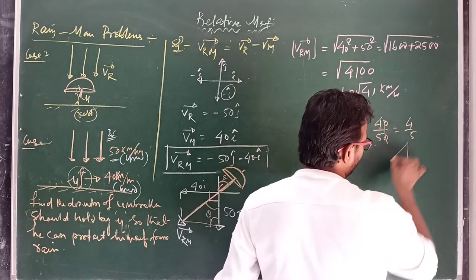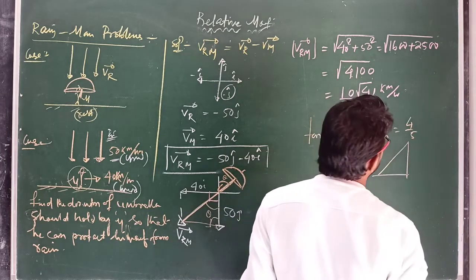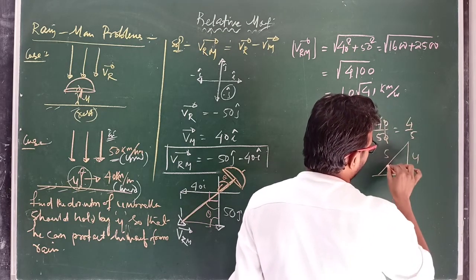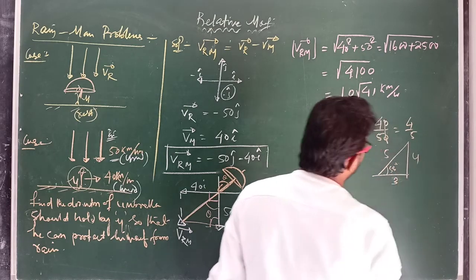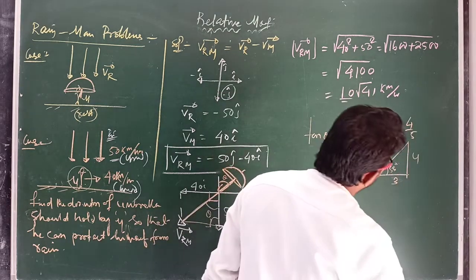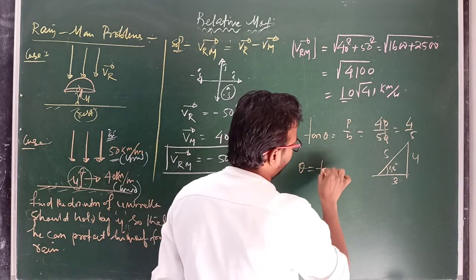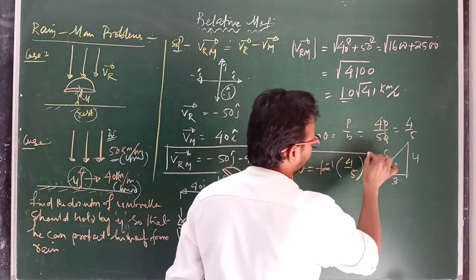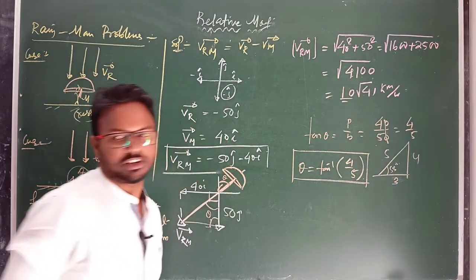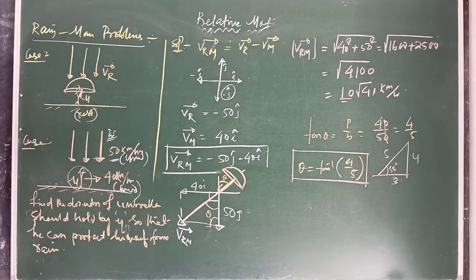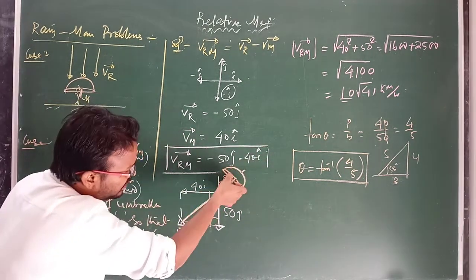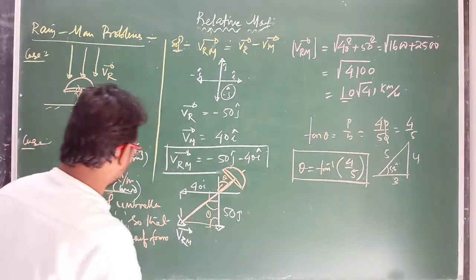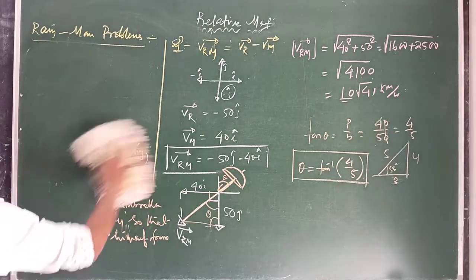And this is a triangle you have to remember. Suppose this is 4, this is 3, and this is 5, and this angle will be 53 degrees. Then tan theta is 4 by 5, you have to write this way. So tan inverse of 4 by 5. Clear? This is the direction of rain. So by using this concept you can solve. So this is the direction. If the man holds the umbrella in this direction, then he can protect himself from the rain. Clear? Okay. Next, come to another case.